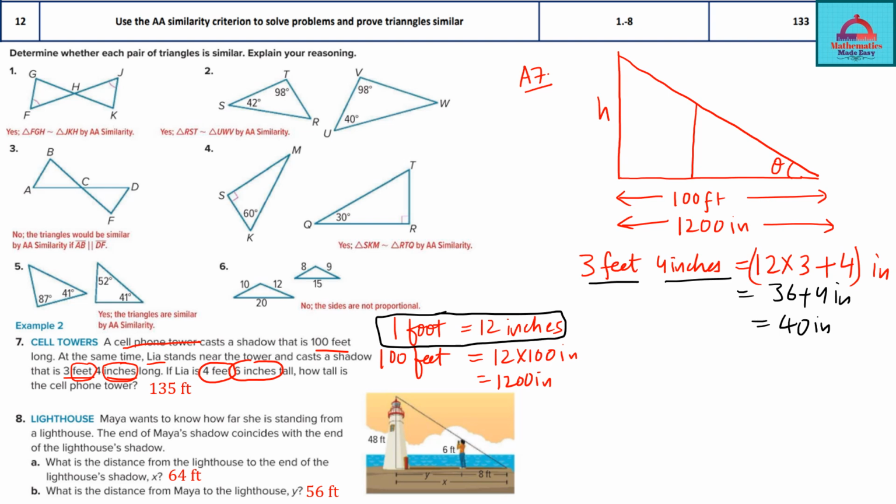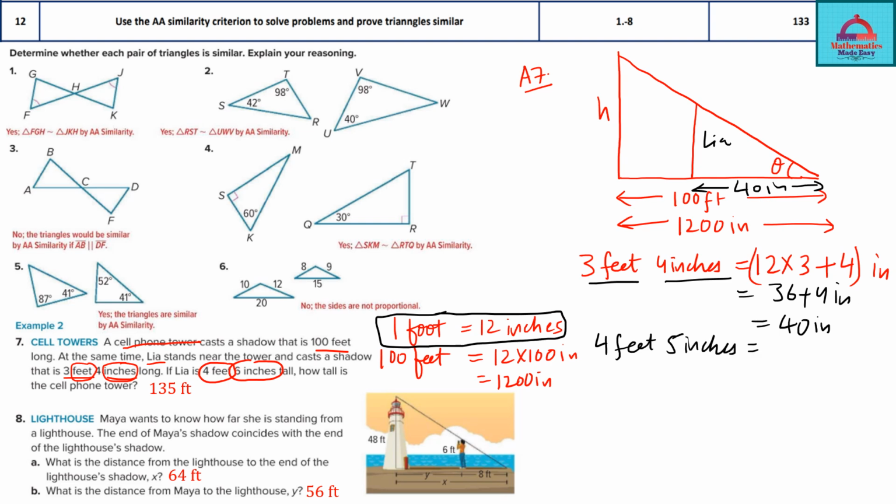This is Leah's shadow. That means if you see the figure, this is Leah standing, this is her shadow, so this much length is going to be 40 inches. I've marked it in the figure. This is Leah. Okay, Leah is standing. And how much is Leah's height given to you? It's given 4 feet 5 inches.